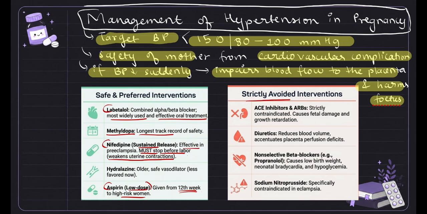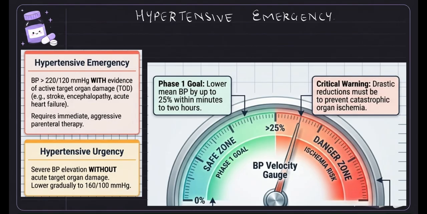Now, please remember, certain drugs are strictly forbidden here. ACE inhibitors and ARBs cause severe fetal damage and growth issues. Diuretics are out because they reduce blood volume, which hurts placental blood flow. Non-selective beta blockers are linked to dangerously low birth weights and abnormally slow heart rates in newborns, and sodium nitroprusside is specifically forbidden if the patient has eclampsia.